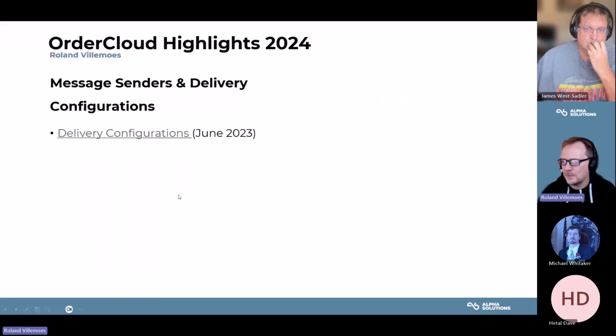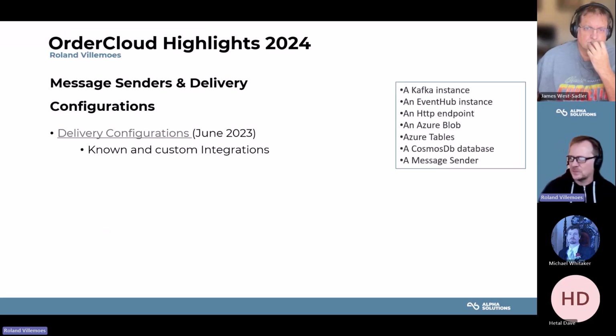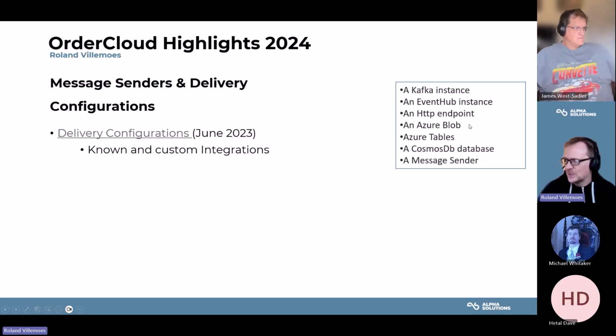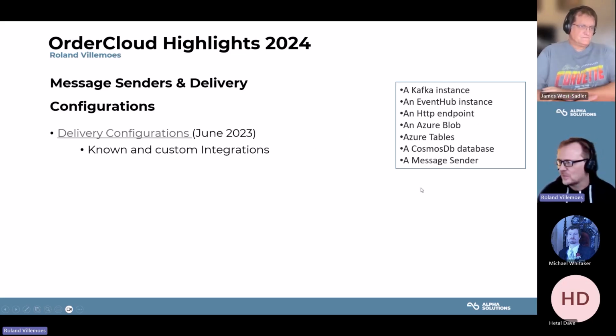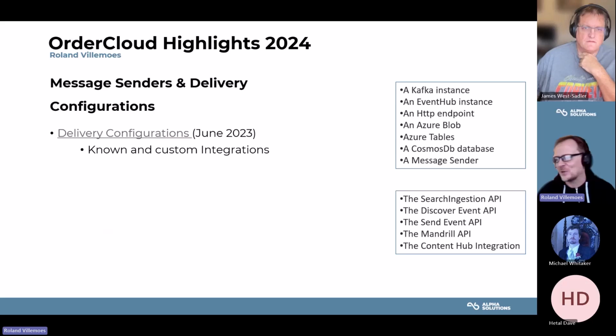So let's see here. There are known configurations, and then some custom. For the customs, you can choose between Kafka instances, HTTP endpoint, which is what I'm going to use, very simple, blobs, and tables. And then you have some built-in known integrations, which is primarily for what OrderCloud had before it became a Sitecore product, some Mandrill API integrations, and the rest of it you can see are integrations to Sitecore's other products.